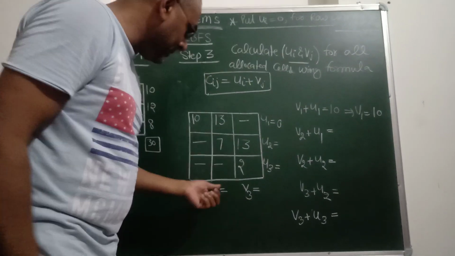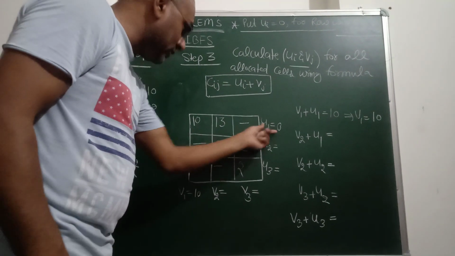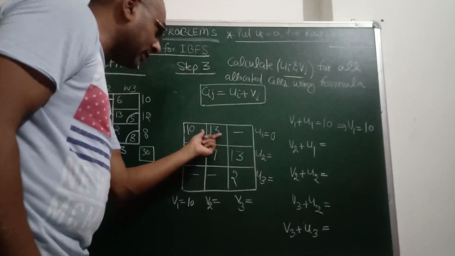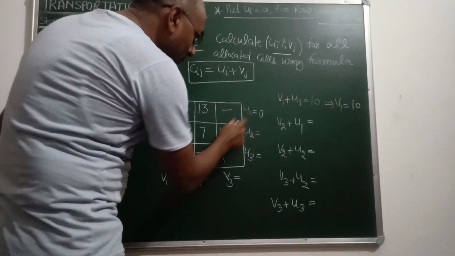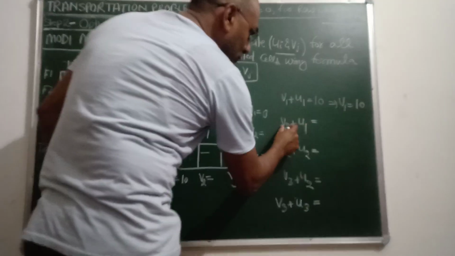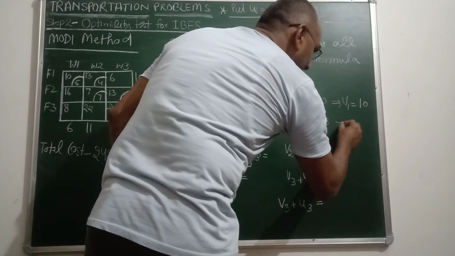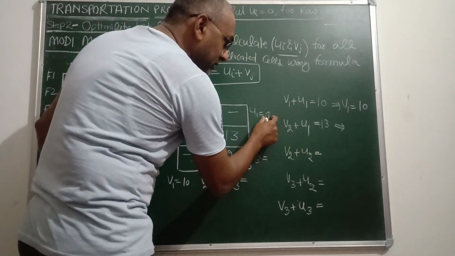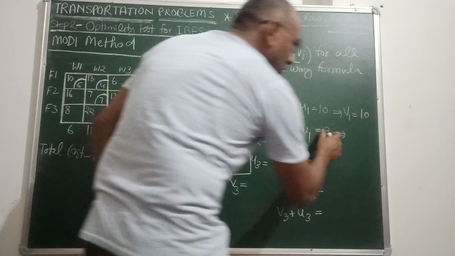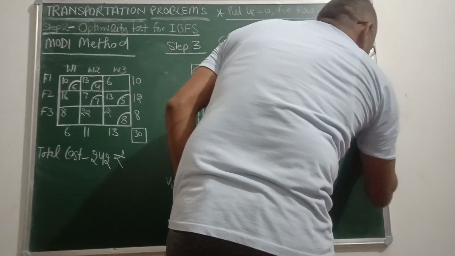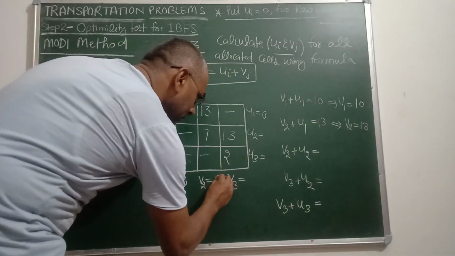Similarly, moving to the second value, as u1 is 0 and v2 is unknown but the cost is known, v2 plus u1 is equal to 13. v2 plus u1 is equal to 13, and again as you know that u1 is 0, so v2 becomes equal to 13. v2 is equal to 13.